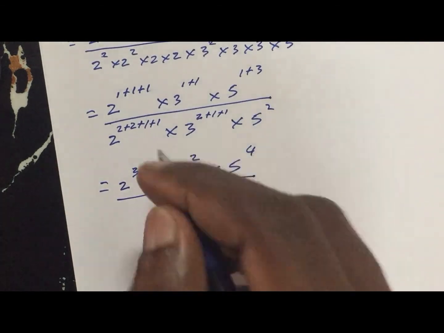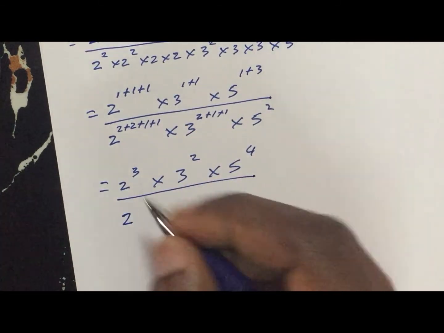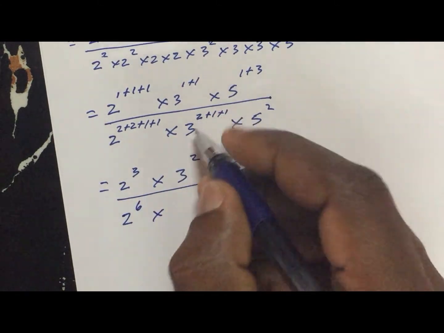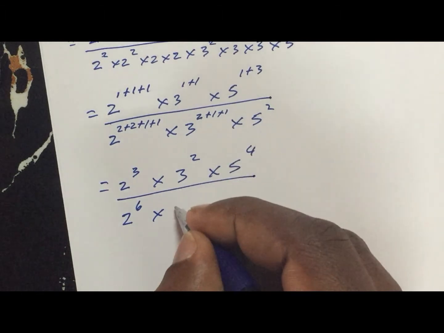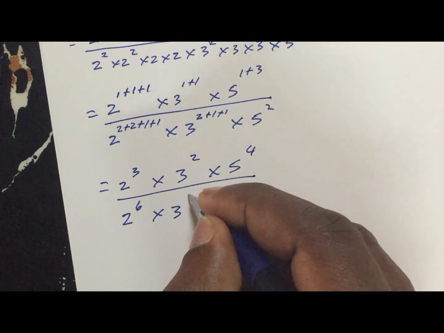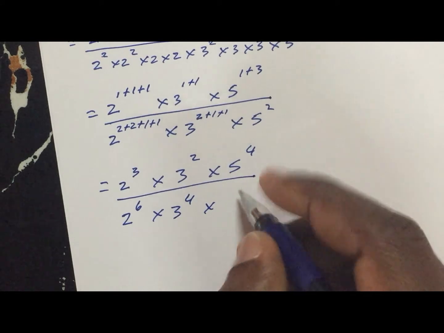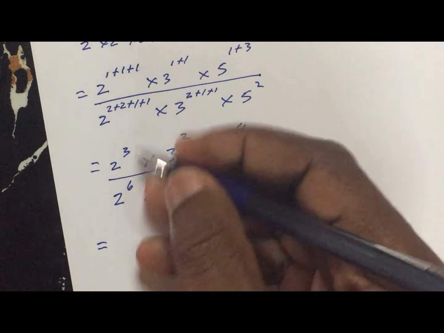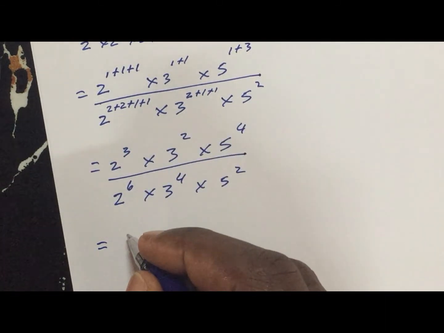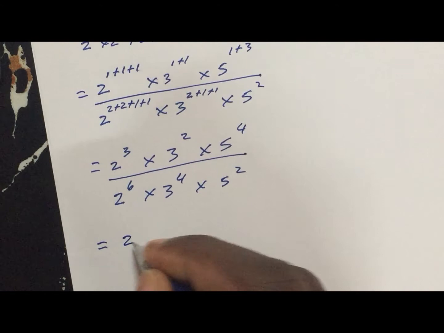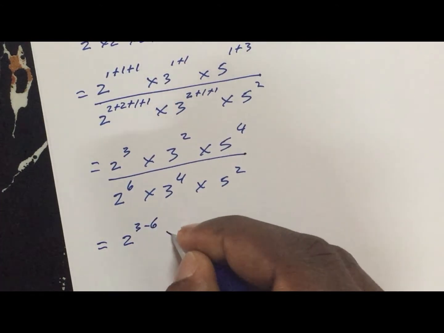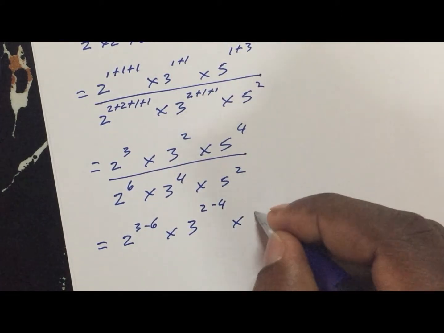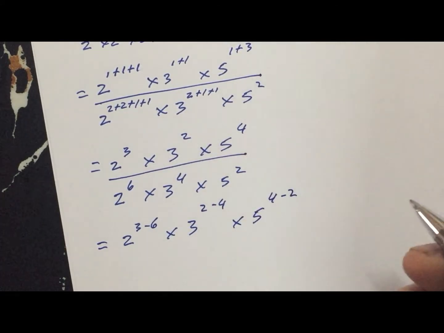all over 2 to the 6 times 3 to the 4 times 5 squared. To break this down, we're dividing, so the powers will subtract. Very good. 2 to the 3 minus 6, times 3 to the 2 minus 4, times 5 to the 4 minus 2.